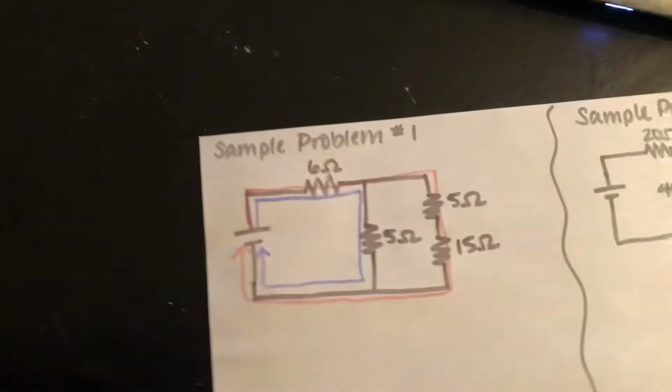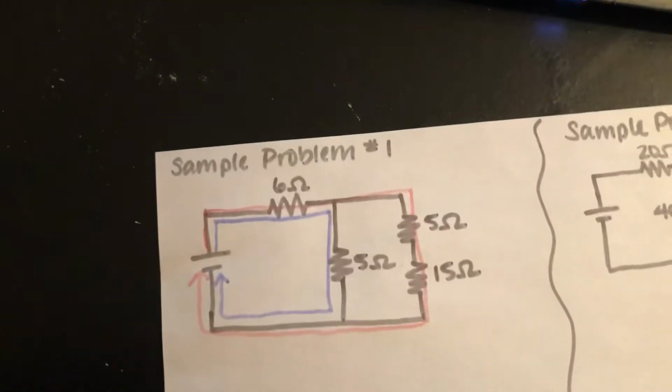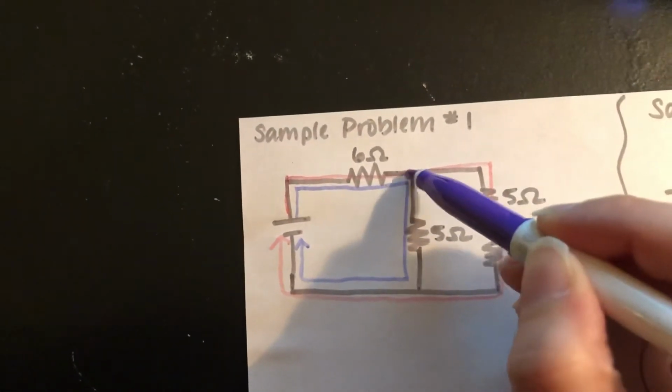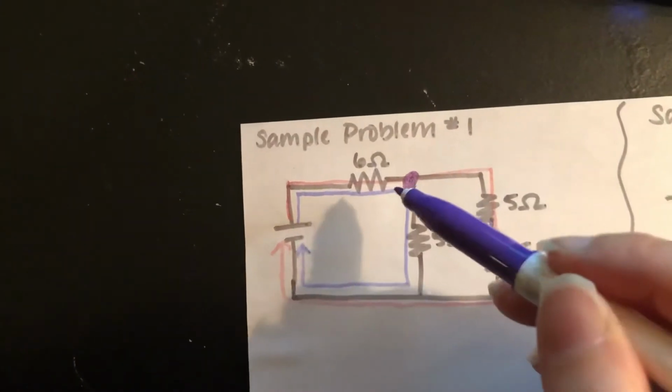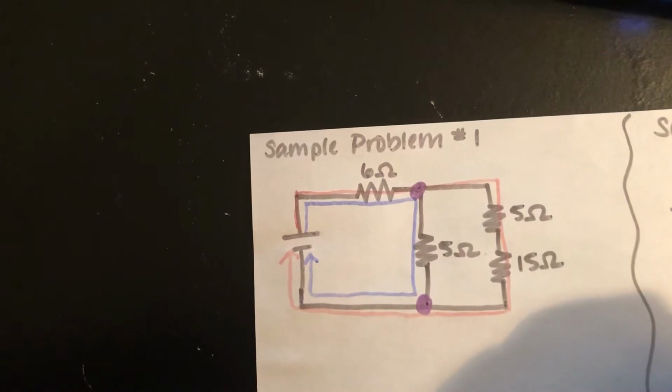and then go the other way through the junction and down and up. So what I can see from this, sorry, I'm trying to hold the camera and do this at the same time, is that there is a junction where the current splits right here, and then that current comes back together again over here at this other junction.